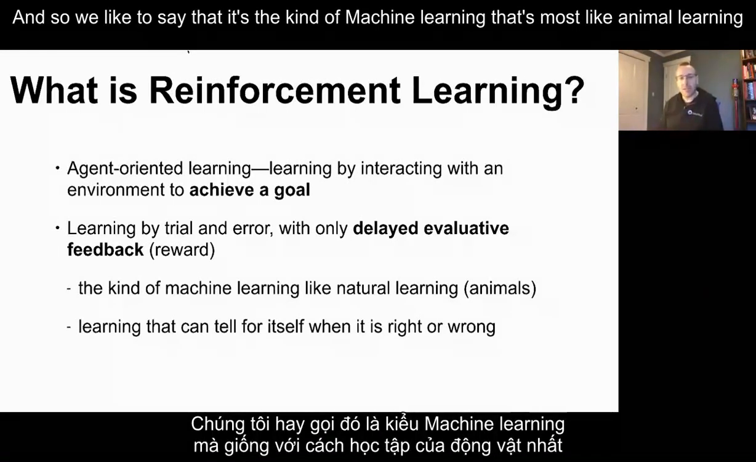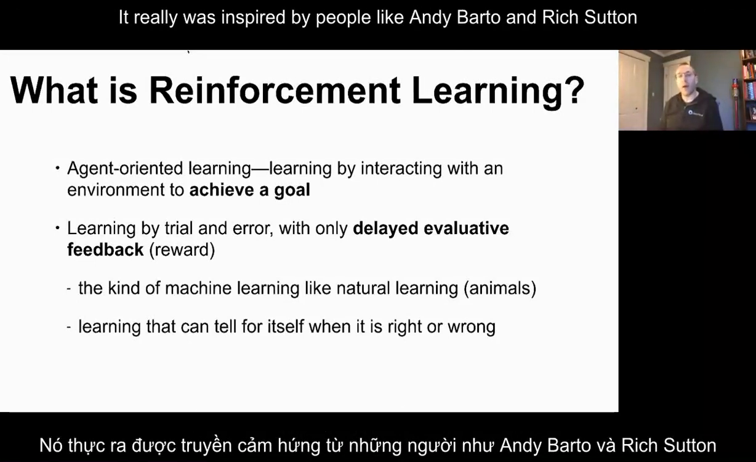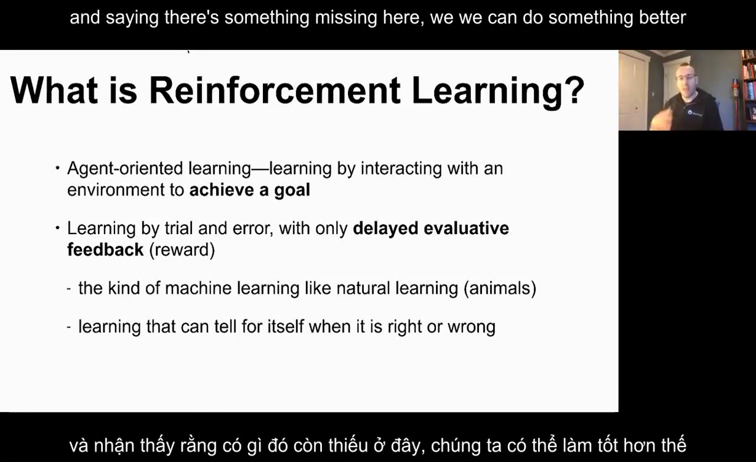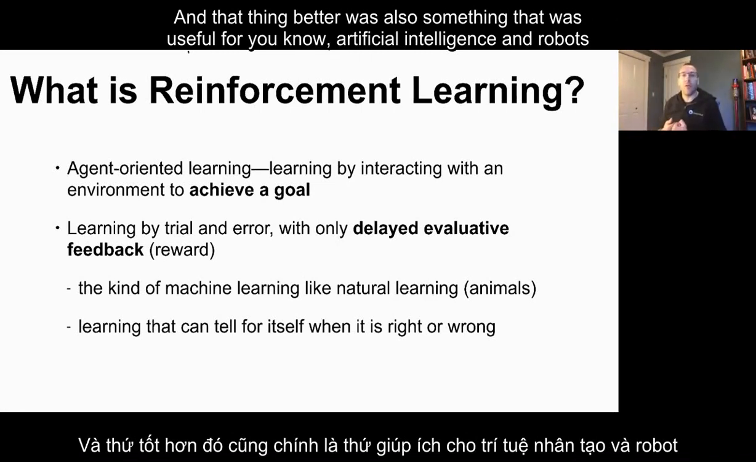And so we like to say that it's the kind of machine learning that's most like animal learning. It really was inspired by people like Andy Barto and Rich Sutton looking at what was happening in the psychology literature, looking at the animal learning literature and saying, there's something missing here. We can do something better. And that better thing was also something that was useful for artificial intelligence and robots.